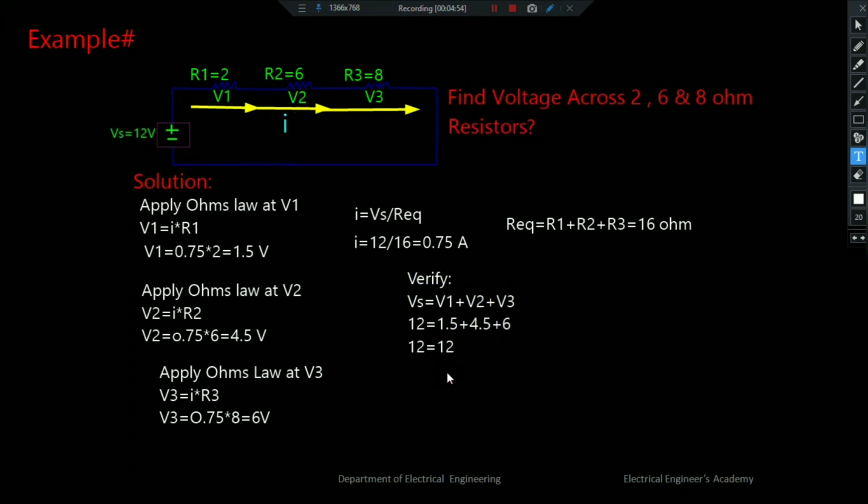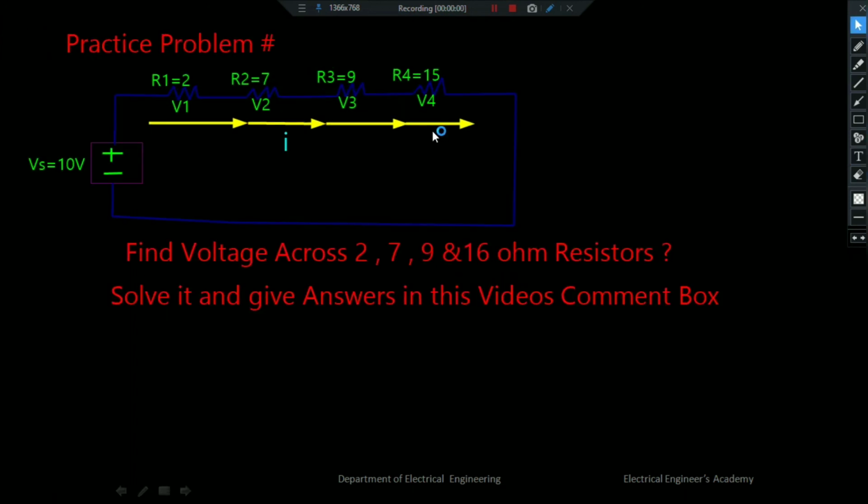Now students, I will give you a challenging problem as an assignment. You need to solve that problem and give answers in this video's comment box. Students, in this practice problem you need to find voltage across 2, 7, 9 and 16 ohm resistors. Solve it with the same method that I explained in this lecture. It would be a very easy method.